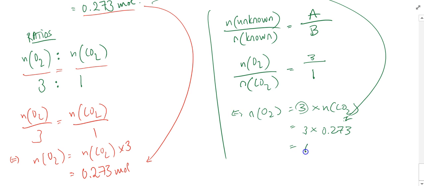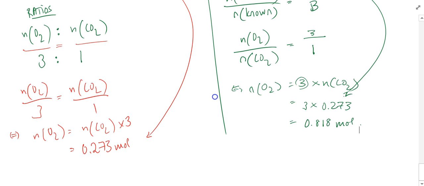And that's 0.818 moles. Yeah, did I do that right? Yes. So I didn't do this calculation over here. This one should have been 0.8182. So I didn't multiply it by 3.